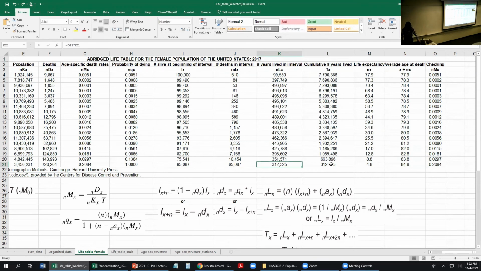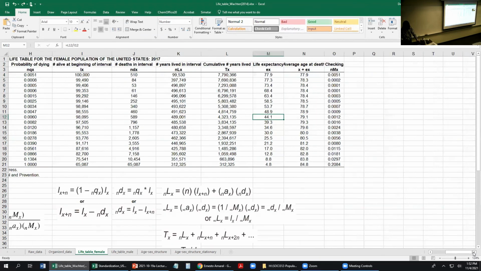And the TX, we add from the bottom. This one is just this cell. This one is these two cells. This one adds these three. This one adds all these cells until this one that adds everybody. And then the EX column, we get the number of person years in total that all these people lived from 0 until the end, divided by the number of people who were born. Here, the number of person years that people live from here until the end, divided by the number of people who were alive at the beginning of this age group. And then we do that to everybody.